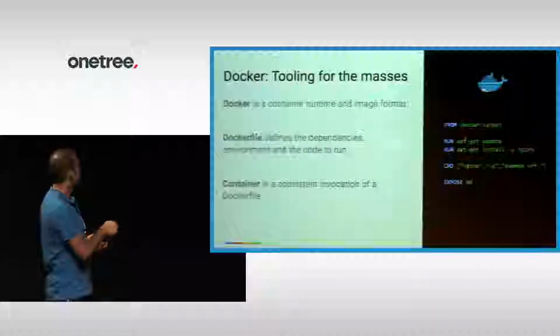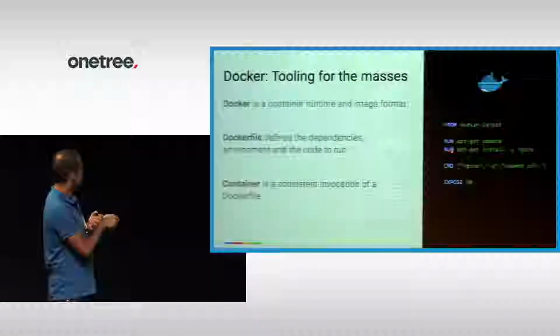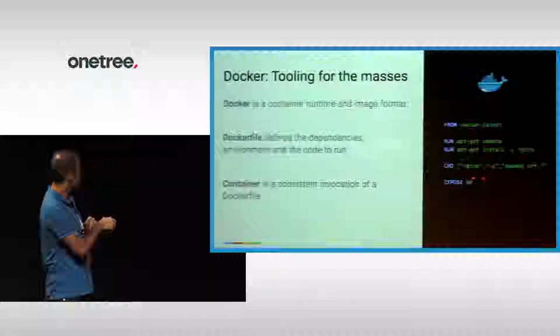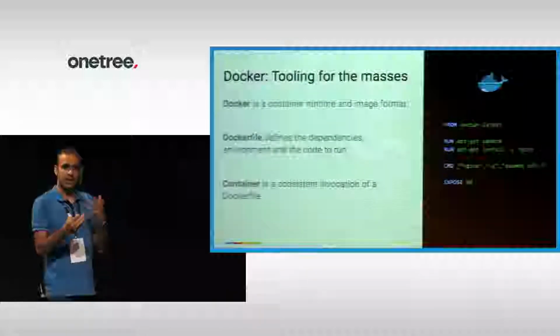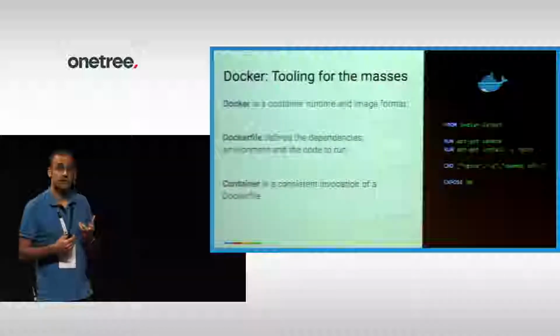So for example, in this case, we have a dependency on the Debian latest image, and then we are installing some packages. So in this case, we're installing Nginx. We are exposing port 80, so that we are setting up our environment, and then we are running Nginx. So that's our application in this case. So in a single file, you define your dependencies, your environment, and your app, and Docker gives you that consistent context that you need for your applications.